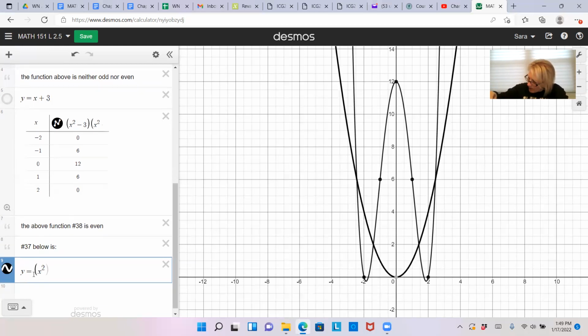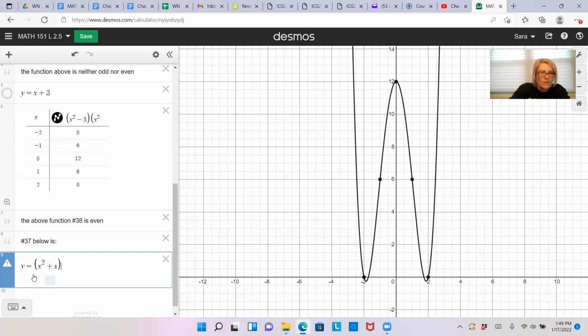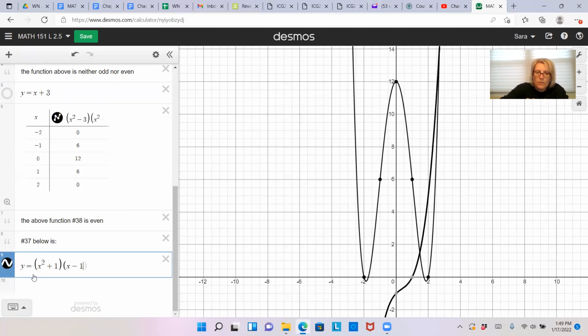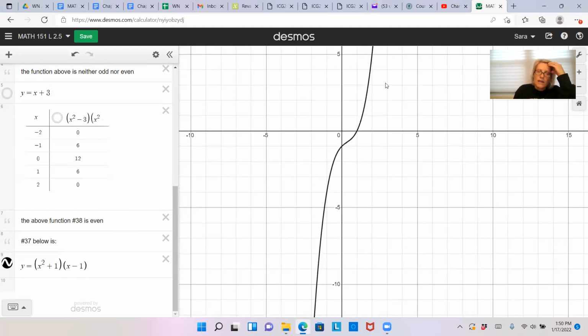So this is x squared plus 1. And then we have x minus 1. I'm going to turn off this one up here. Okay. And this one, again, it looks like it could be odd, but it's not going to be because it's not centered at the origin. And we can see that in the table, and it's definitely not symmetric around the y-axis.